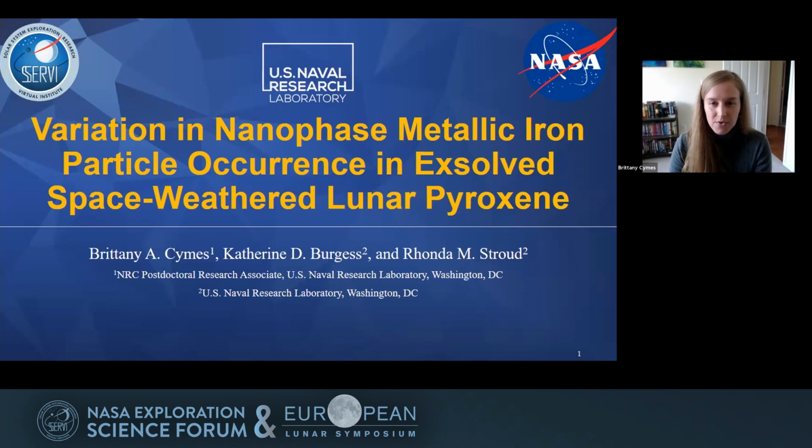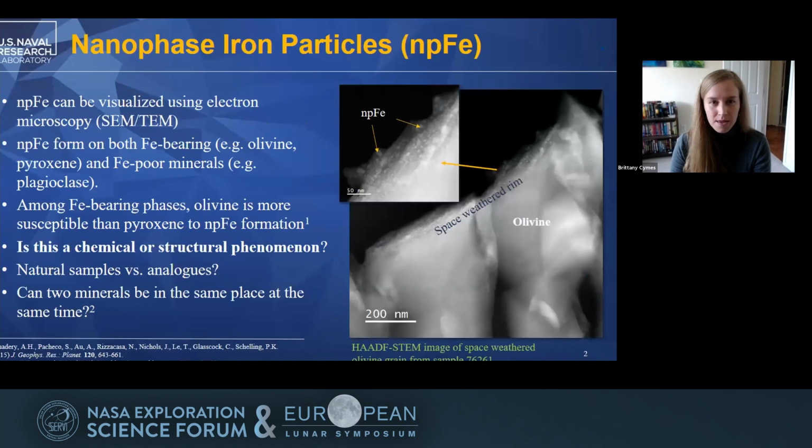Today I'll be sharing some of our recent work involving nanophase iron particles in a space-weathered lunar pyroxene grain. So nanophase iron particles are a frequently encountered product of space weathering, as Jeff mentioned, on lunar material, and I study these particles and other space weathering phenomena using transmission electron microscopy, or TEM.